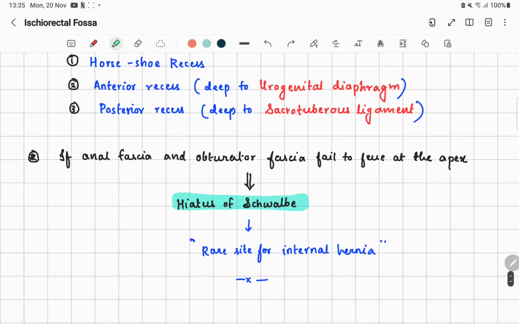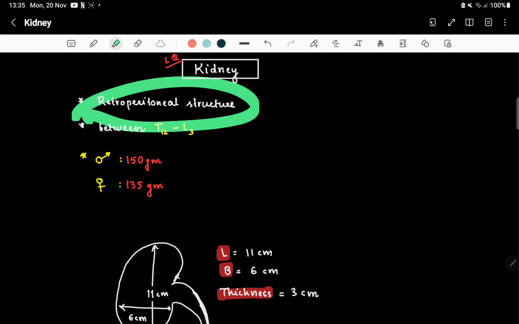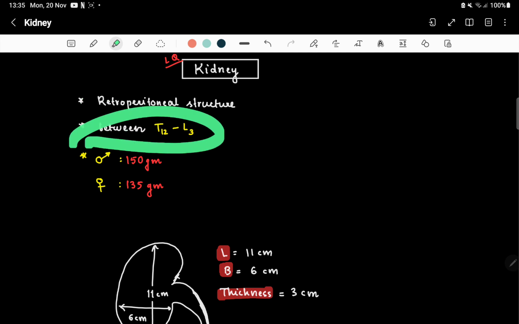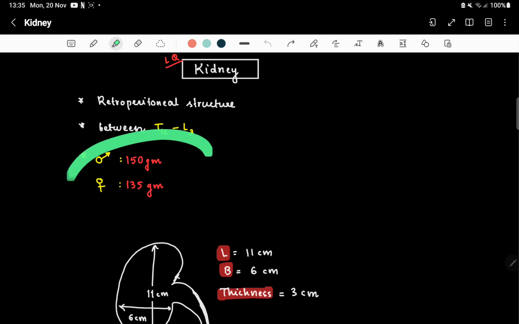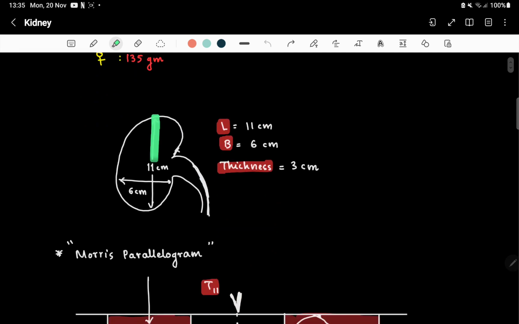Okay, so this completes the ischiorectal fossa. Let's move on to the next part. Let's talk about the kidney, a very important organ. It is a retroperitoneal structure. You can get a long question on the kidney also, so note that. It is present between the T12 to L3 level. In males it is 150 gram, in females it is 135 gram in weight. What are the dimensions? 11 cm in length, 6 cm in breadth. The thickness is 3 cm.